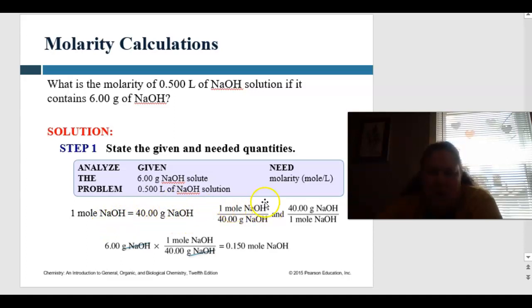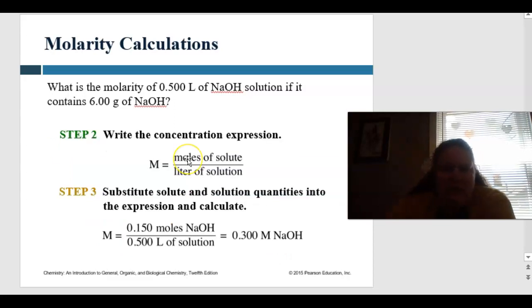So 1 mole of sodium hydroxide is 40 grams of sodium hydroxide. So 1 mole of sodium hydroxide over 40 grams of sodium hydroxide is the same thing as 1 over 40. So let's figure this out. We have 6 grams, and then we have 1 over 40. Those cancel each other out, and that gives 0.150 moles of sodium hydroxide. Okay, so let's write the concentration expression, and then substitute the solute and solution quantities. And that ends up giving you 0.3 moles of sodium hydroxide per liter.